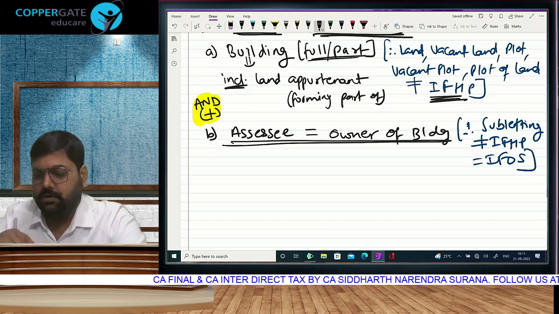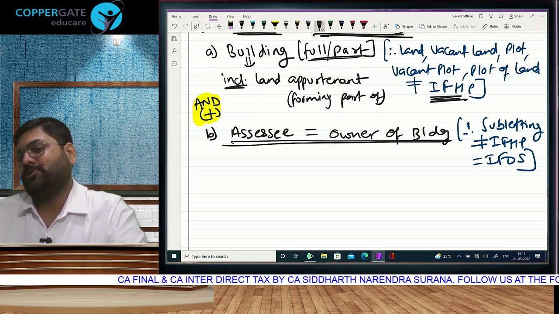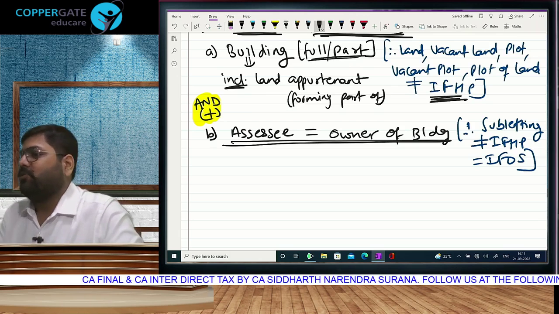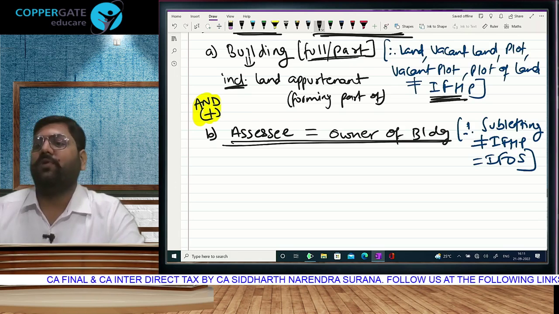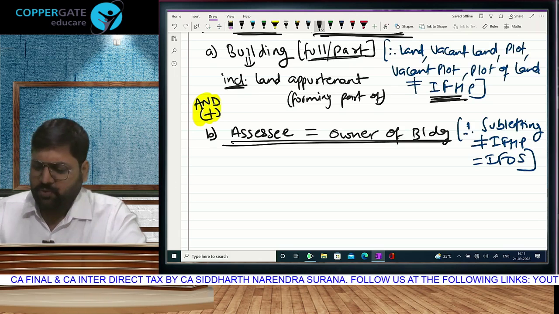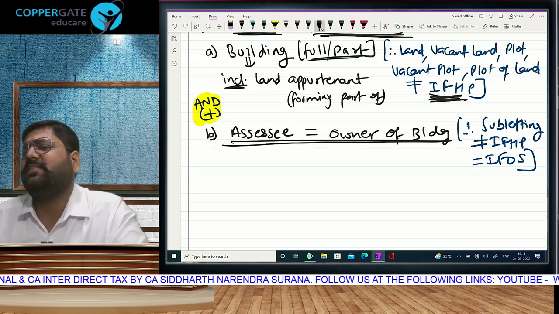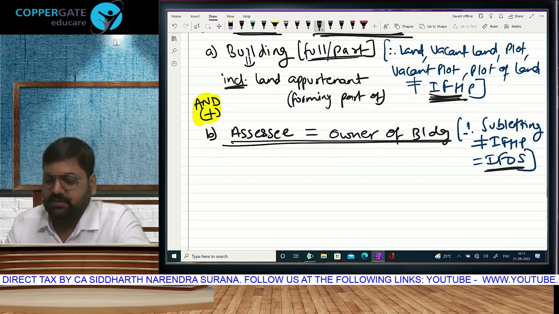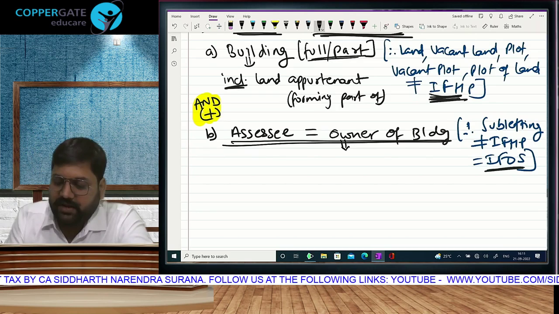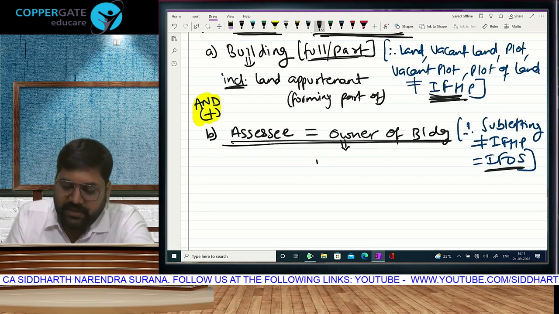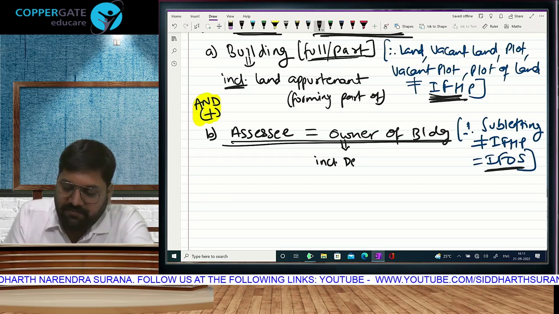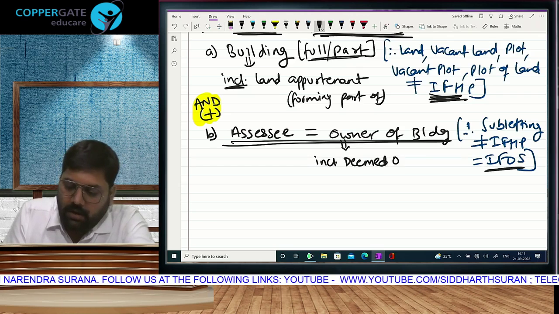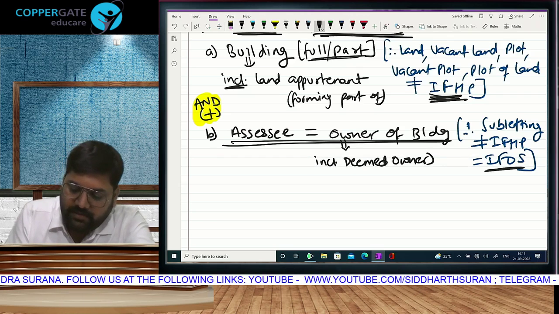Where it will go, that I did not discuss for plot of land also. But only to control the anxiety, it will go in IFRS. We discussed this a little, PGBP and IFRS. We'll see where subletting goes. IFRS. And when they say that you have to be the owner, this will include someone called a deemed owner as per income tax.